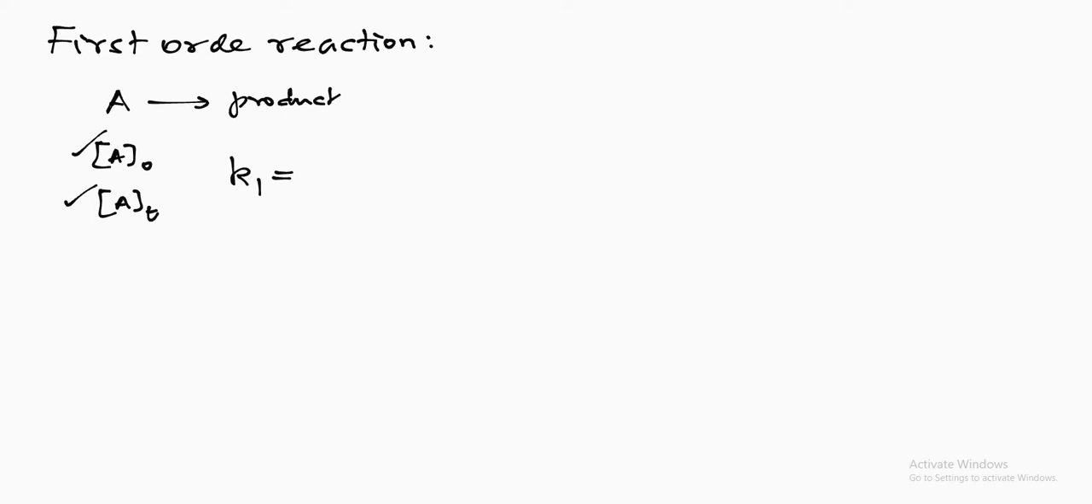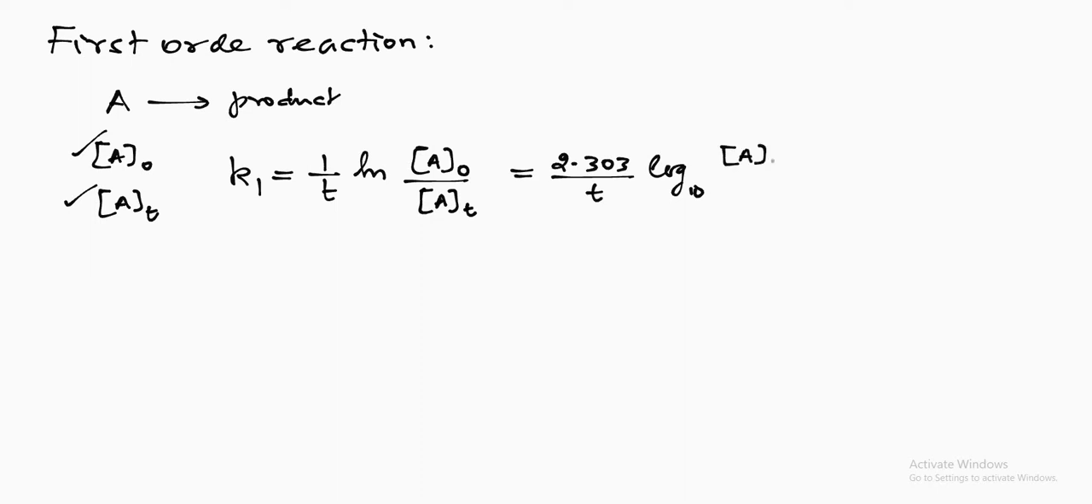K1 equal to, we can write in logarithmic form, 1 by t. This is actually called the integrated equation. K1 equal to 1 by t ln of initial concentration of the reactant over concentration of the reactant at time t. So this is the rate constant expression. You can also write it in log base 10, like 2.303 over t log base 10 of initial concentration of the reactant over concentration of the reactant at time t.